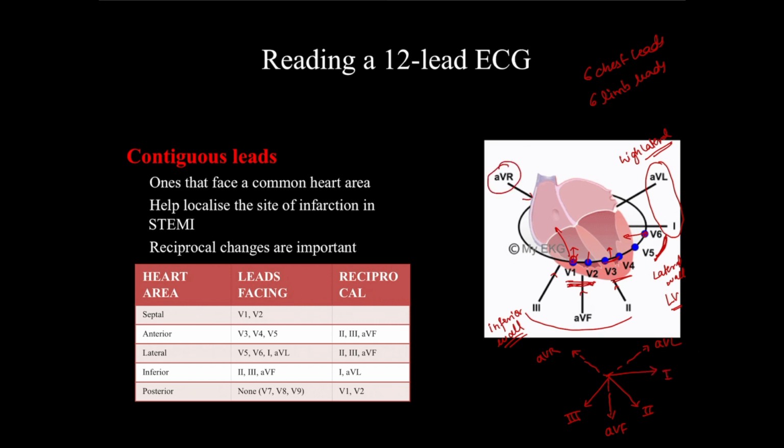And AVR is the lead which looks into the cavity of the heart. As you can see, it looks into the cavity, and hence is usually negative and reciprocal to most of the other leads. Okay, so the concept of contiguous leads means the leads which face a common heart area.